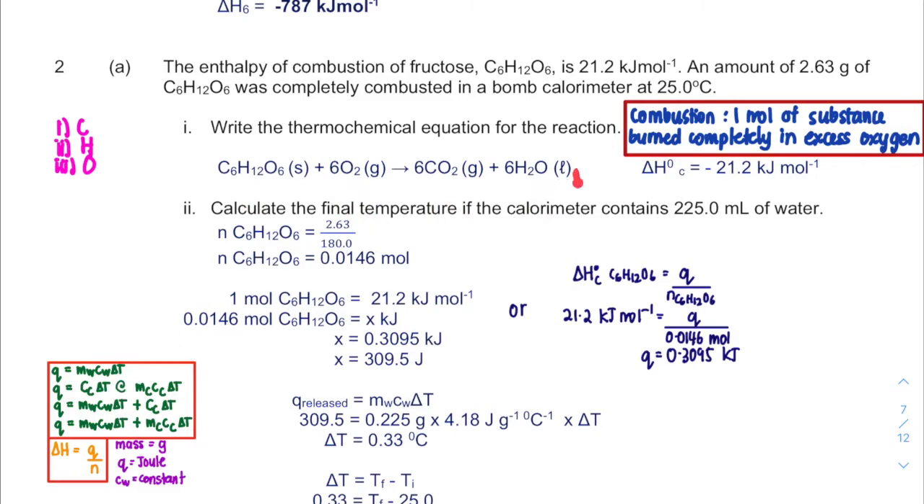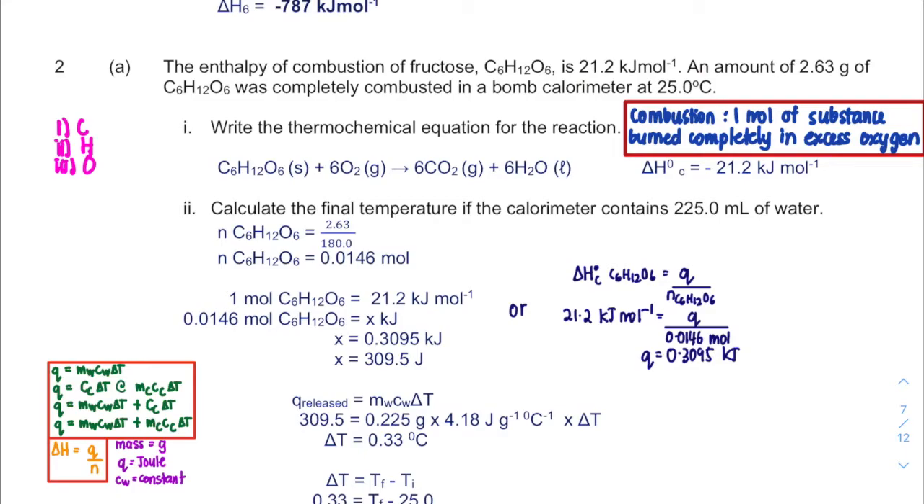And make sure our equation must have the states, solid or gas. How do we know that fructose is solid? It is our sugar. And then you have to include delta HC as well in the thermochemical equation, because the information is given. If it is not given, then we don't have to include delta H.